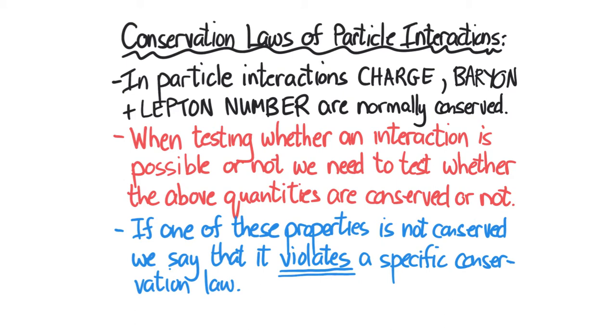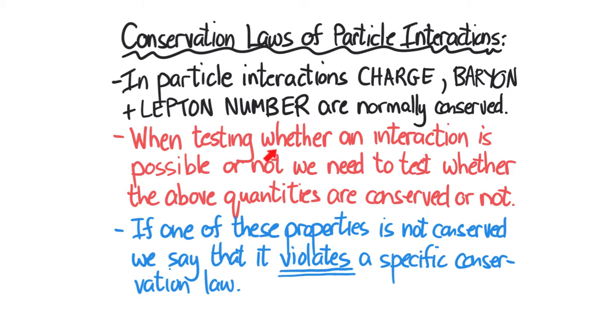So we're now going to consider conservation laws in particle interactions, and in particular we're going to look at the conservation of charge, baryon number and lepton number, which are normally conserved in elementary particle interactions.